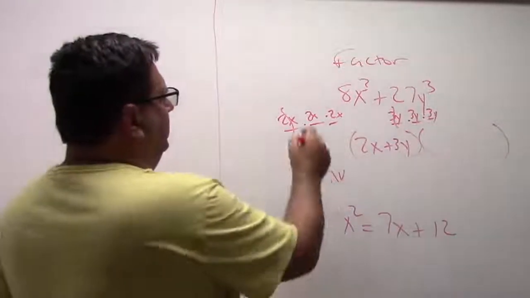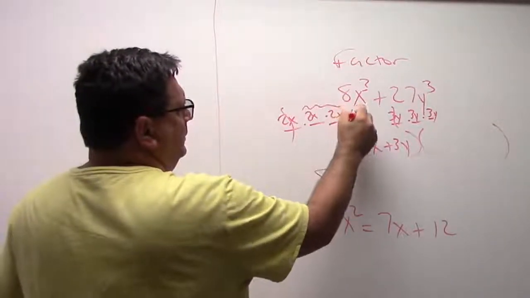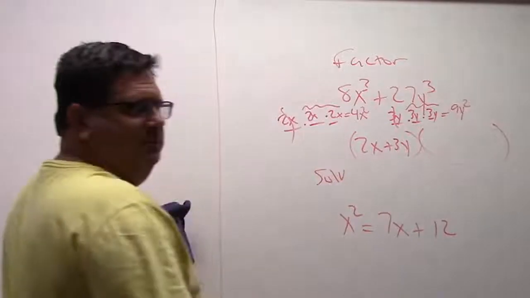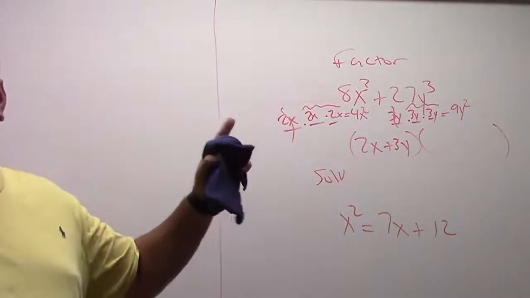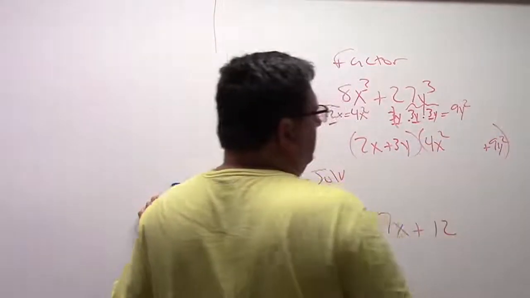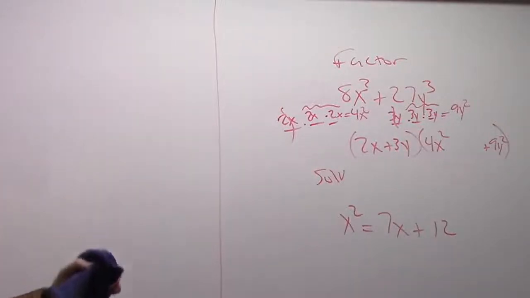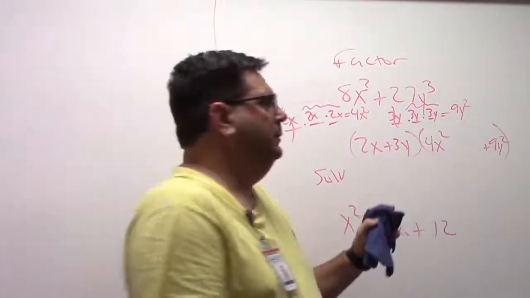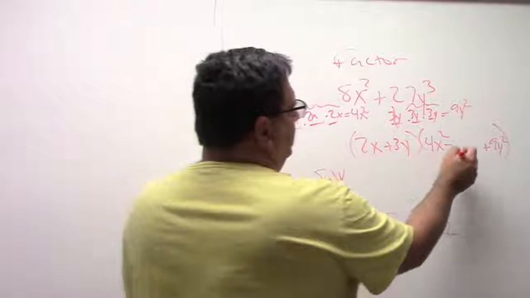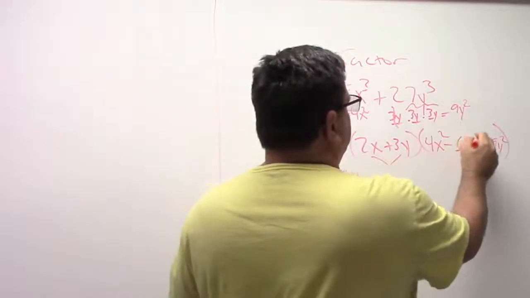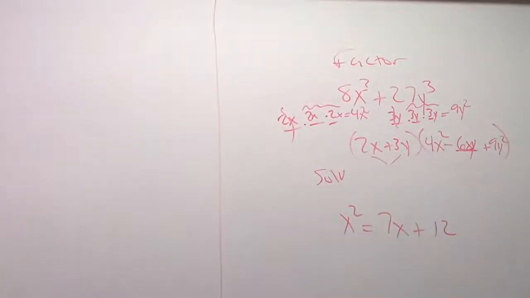Now, what do I have left over? This part becomes 4x squared. This part becomes 9y squared. That's my first and my last, Brooklyn. 4x squared, 9y squared. Now, what happens to the sign in the middle? Opposite of this one, yes? So minus. How do you get this middle number? Multiply these together. 6xy. Okay.